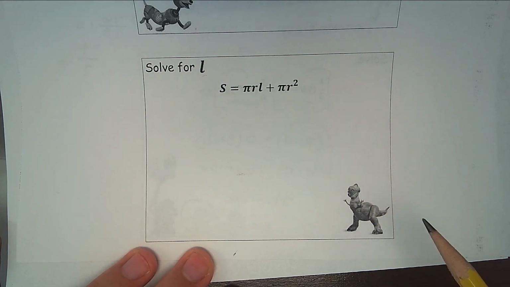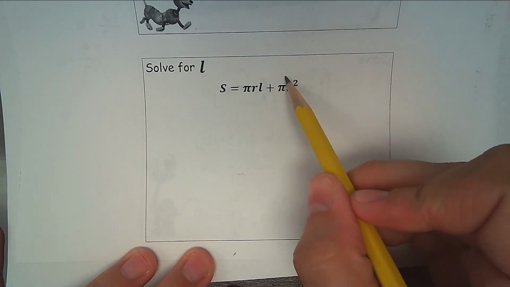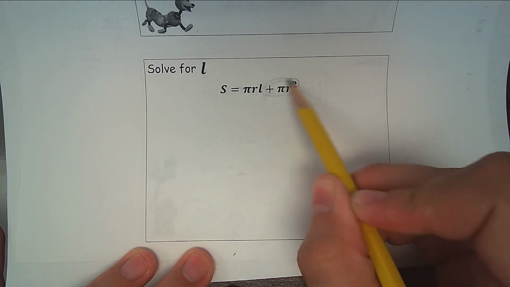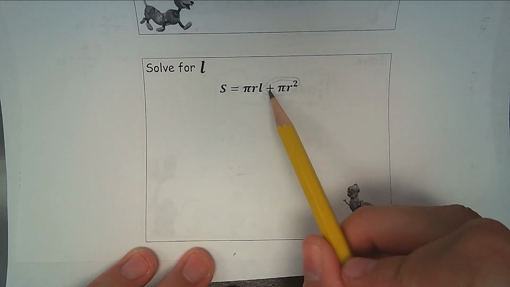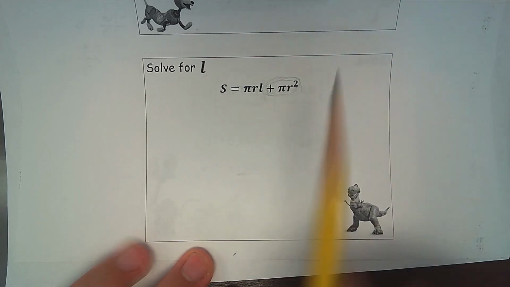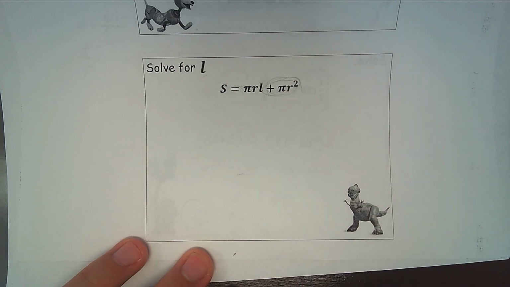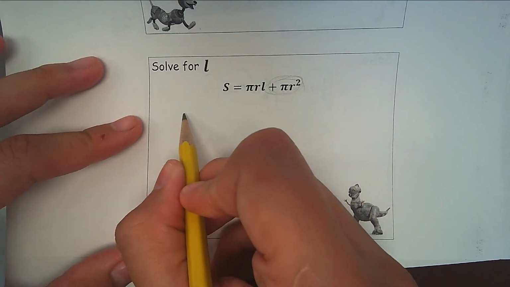So the first thing I want to do is get rid of this. So right now I'm adding it to this side, so in order to move it to the opposite side, I need to subtract it.